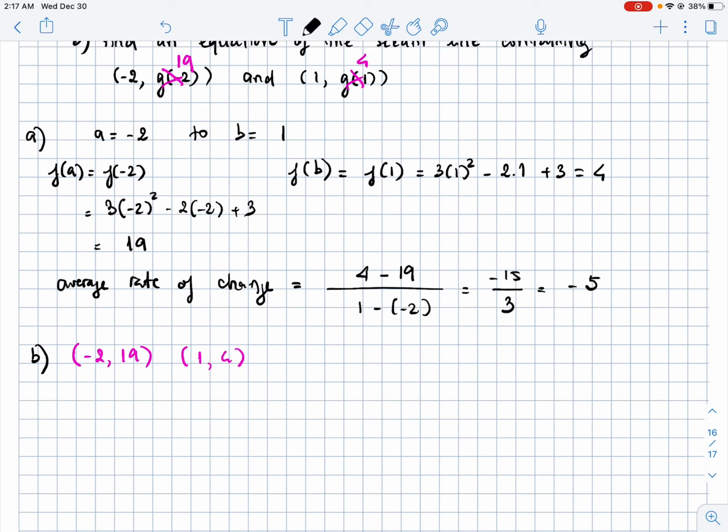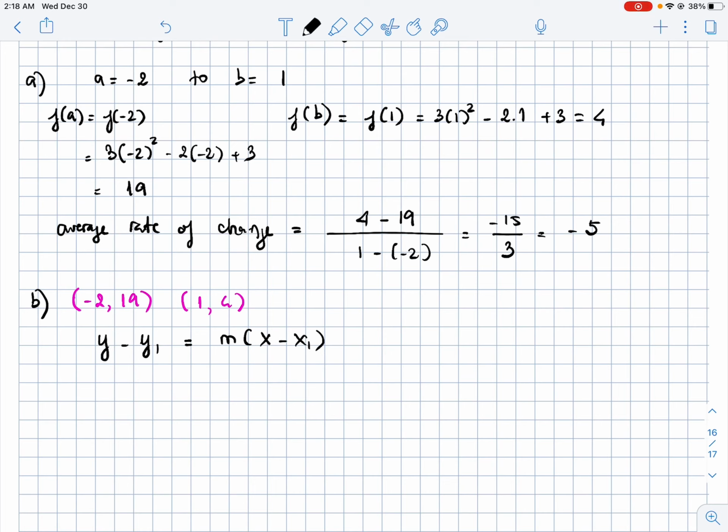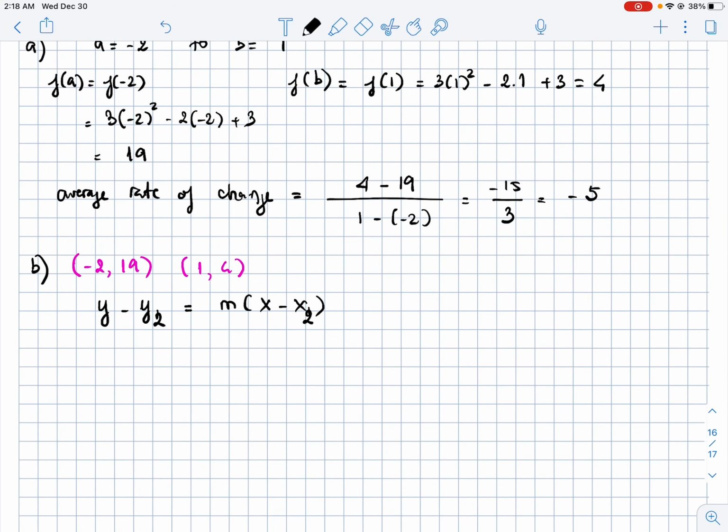So given two points, how can we find the equation of the line? We learned from algebra the formula y minus y1 equals m times x minus x1. So let's consider the point B. I like to use the point B because it's similar. So I'm going to change to y2 and x2. We can use y1, x1 too, and we will get the same answer. So this will be x2 and y2. So y minus 4 equals m times x minus 1.